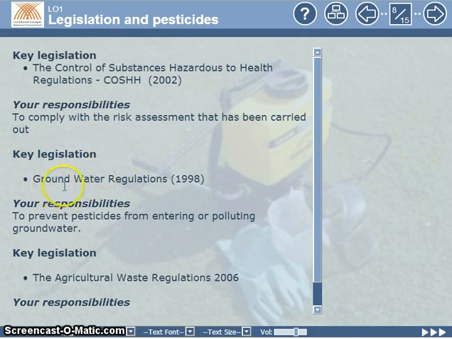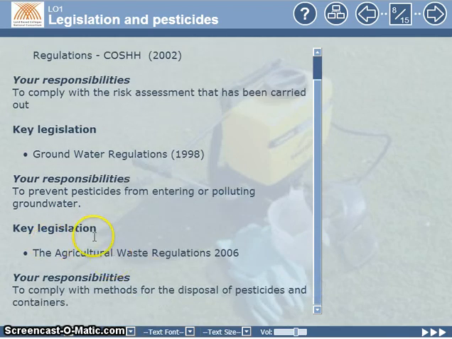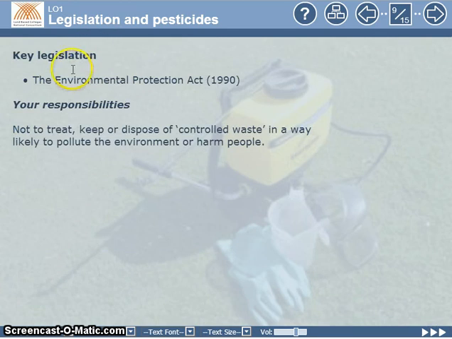Other key legislation, Groundwater Regulations 1998. Your responsibilities are to prevent pesticides from entering or polluting groundwater. And the last key legislation, the Agricultural Waste Regulations 2006, and that's to comply with methods for disposal of pesticides and containers. Just one more legislation, and that's the Environmental Protection Act, and your responsibility is not to treat, keep or dispose of controlled waste in a way likely to pollute the environment or harm people.